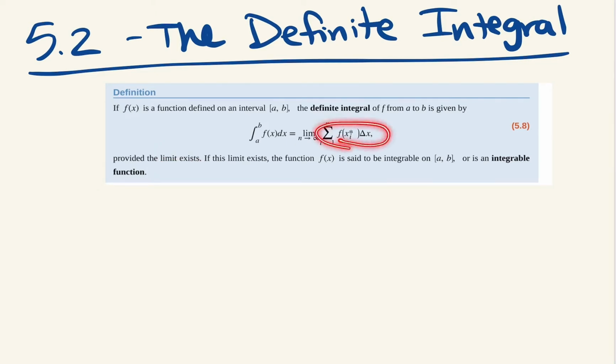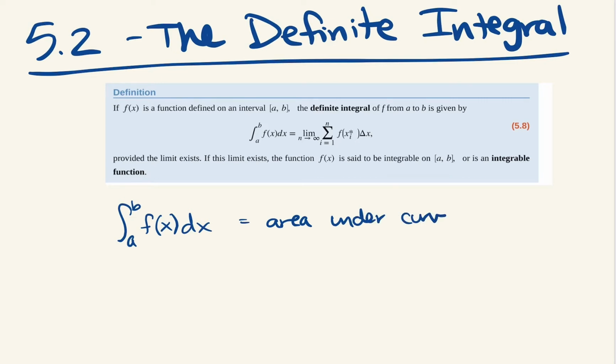We're just looking at the area of the rectangles, and then we're taking more and more rectangles. So basically, what this is saying is that this integral from a to b of f of x dx is equal to the area under the curve between x equals a and x equals b. Okay, so what does that mean? Well, let me draw you a picture.